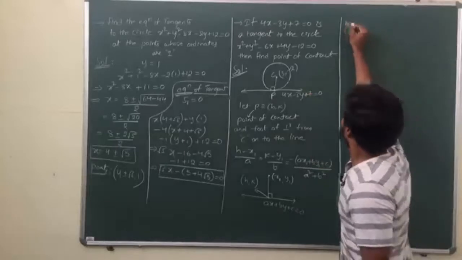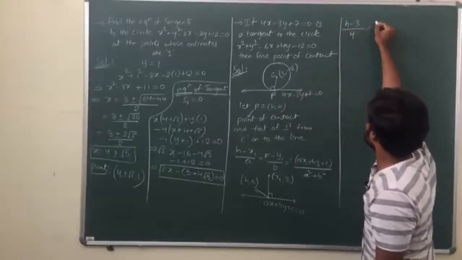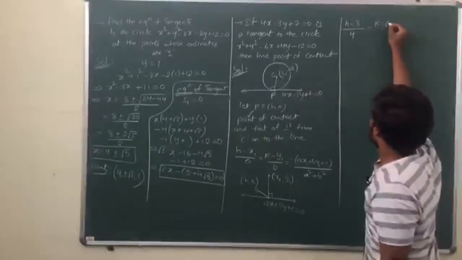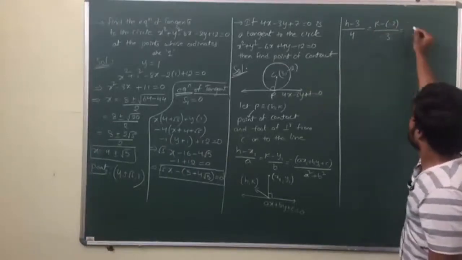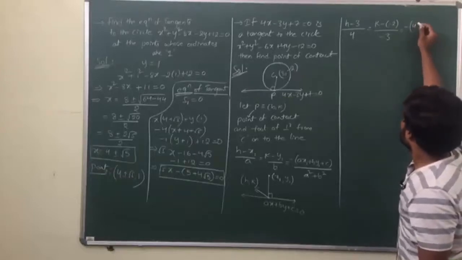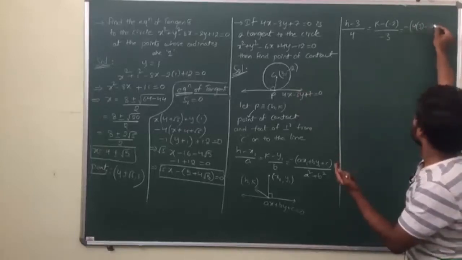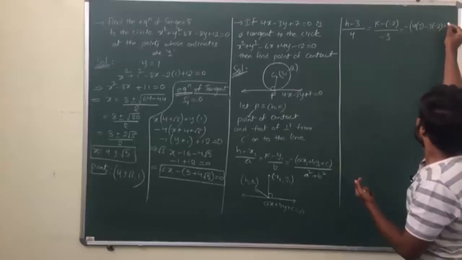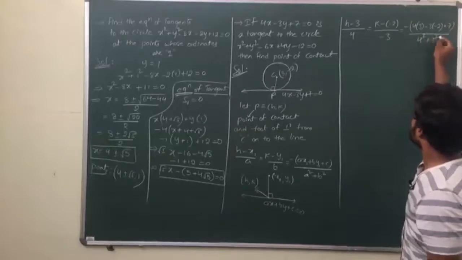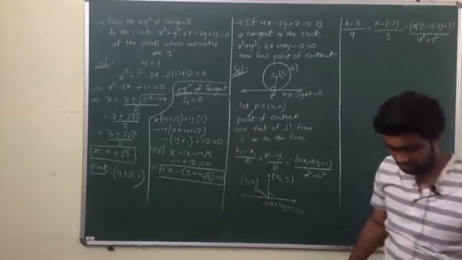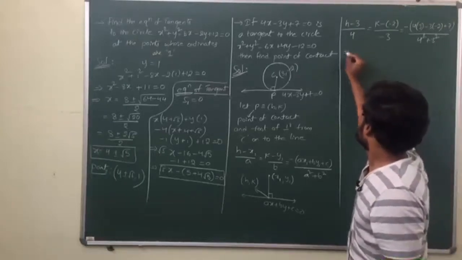See, h minus what is x1? 3. (h minus x1) by a, what is a? 4, is equal to (k minus y1), what is y1? Minus 2, by minus 3, is equal to minus of (4 into 3 minus 3 into minus 2 plus 7) upon (a square plus b square), which is 4 square plus 3 square. Okay, any doubts till here? No? So now simplify that.